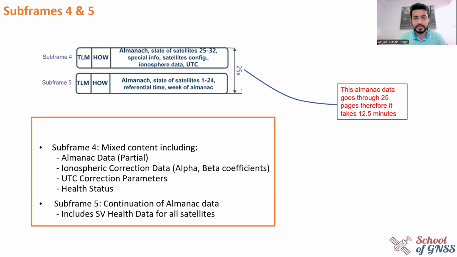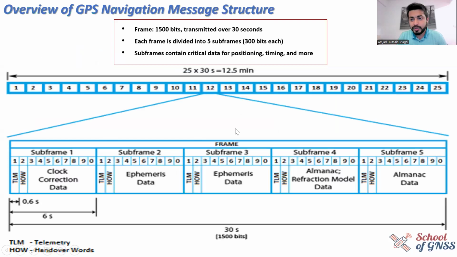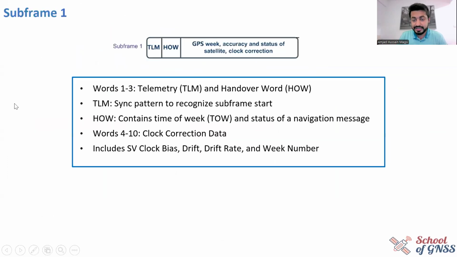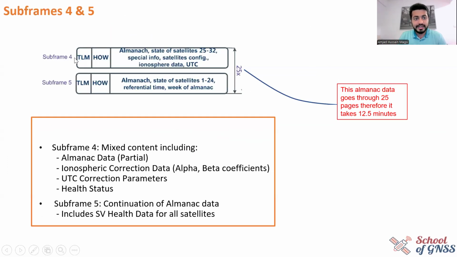As I mentioned in the previous slides, these are the 25 pages for subframes 4 and 5. So the almanac data goes through these 25 pages. That's why it requires 12.5 minutes to process all this data. Okay.